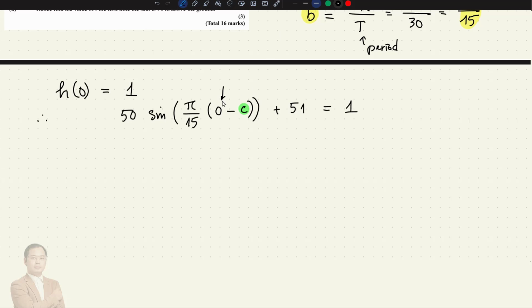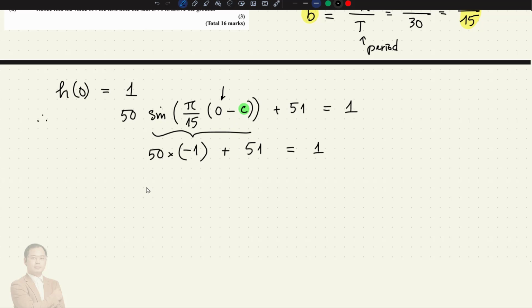Can you see the special thing in this equation? We have the number 1 on the right side and 50 and 51 on the left side. So the only way this equation can hold is if the sine part is equal to minus 1. So 50 times minus 1 plus 51: 50 times minus 1 is obviously minus 50, and minus 50 plus 51 is 1. Therefore, the sine must be minus 1.